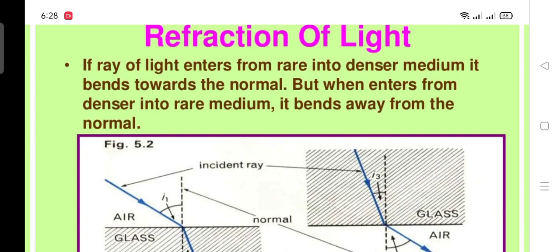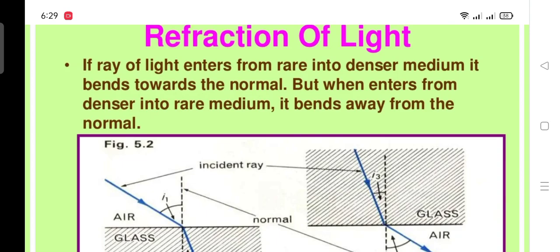So students, here are two terms. First one is rarer and second one is denser. Rarer is a term defined when the density of a medium is very low. But in the case of denser, the density of the medium is very high, and it is known as the denser medium. Like gases have low density as compared to water. So air is known as the rarer medium and water is known as the denser medium. So when light travels from a rarer to a denser medium, the light bends toward the normal.